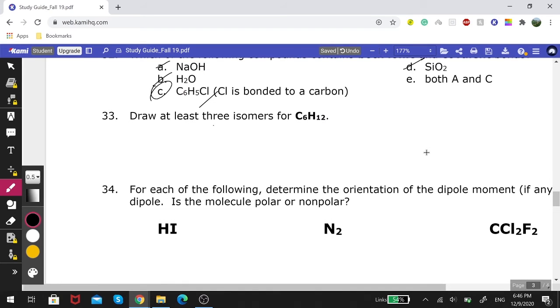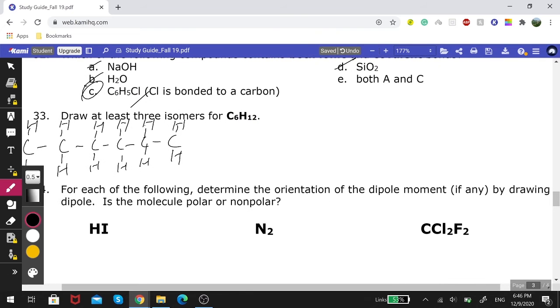So now we draw isomers for C6H12. Alright, so first let's start with the most common type. 1, 2, 3, 4, 5, 1, 2, 3, 4, 5, 6. Each of these two will have two H's. And now we're going to need some double bonds. No, we don't. All of these have 8, I think. Yeah, all of these bonds have 8.